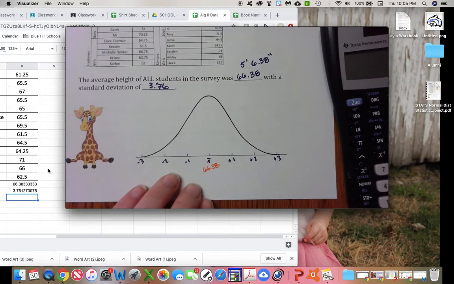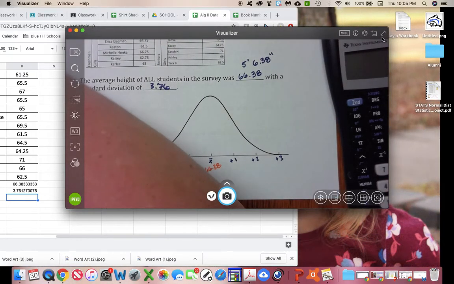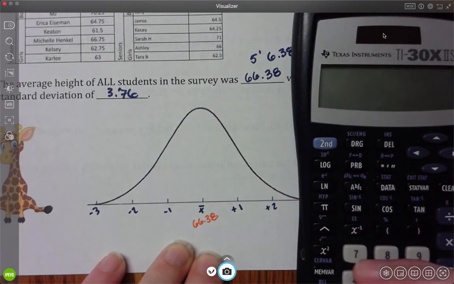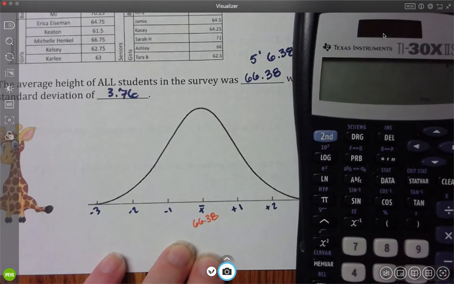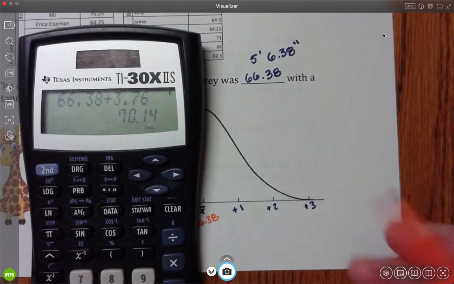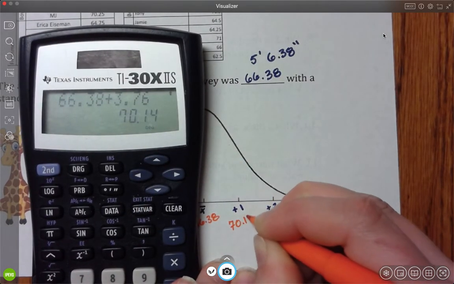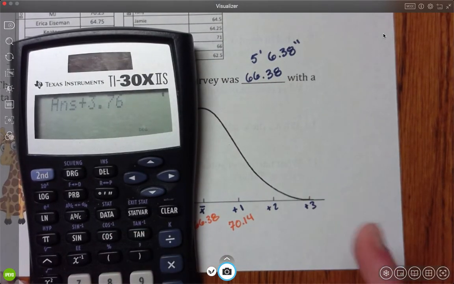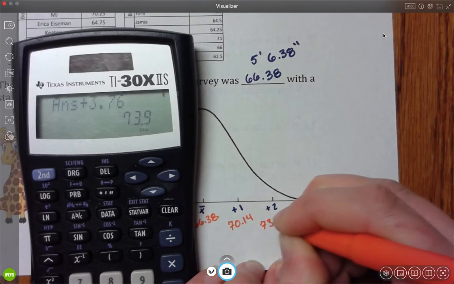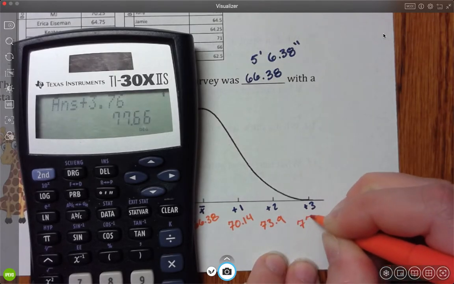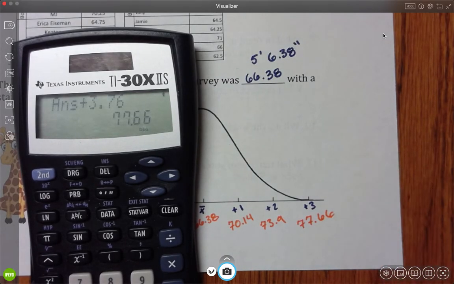Okay, because we're going to leave it as inches and not feet and inches. So there he is, and then what I'm going to do is add our standard deviation 3 times, so 66.38 plus 3.76. There he's added once, so 70.14, plus 3.76 again is 73.9, plus 3.76 again is 77.66. Okay, so that's what he will look like.